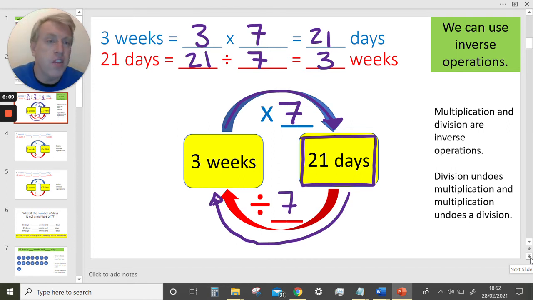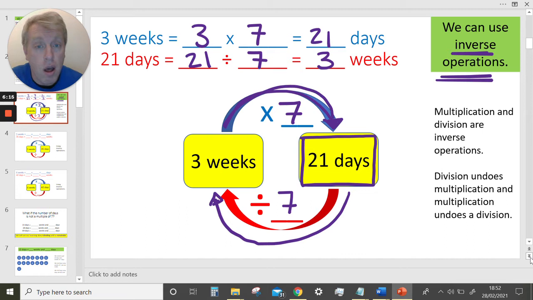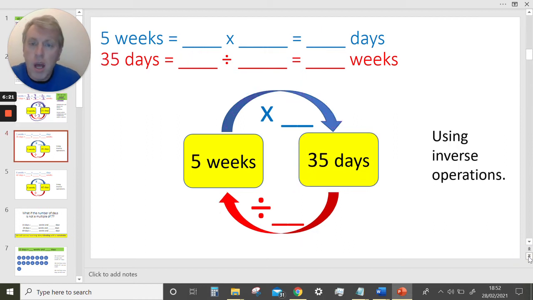Can you see? This is what we call inverse operations. So not multiplying, but dividing by 7. So, pause the video. Can you have a go? Can you fill in all of the blanks here? What would the blanks be? Pause the video. Well, let's see.